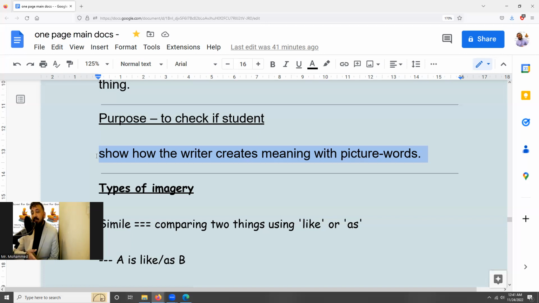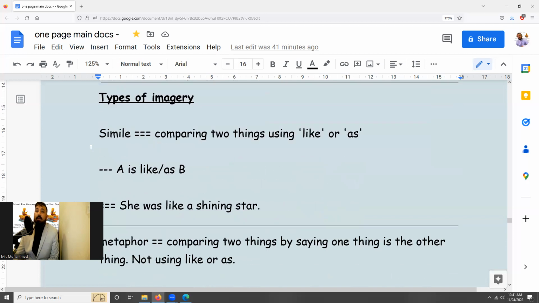Do you understand? Do you understand what's being compared, how it's compared, and do you understand the meaning it creates? Basically, that is the purpose. Okay, that's what's being checked for.